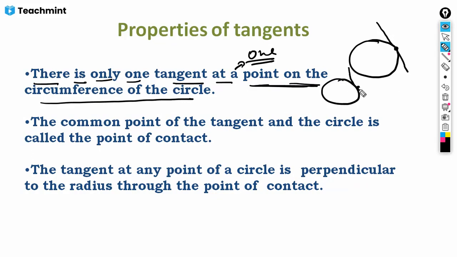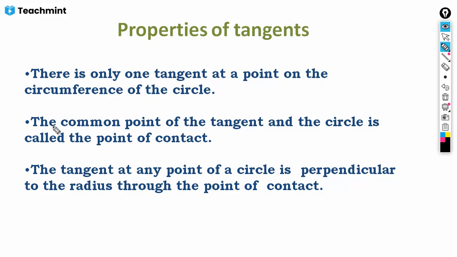It will be repeated once again. I'm going to start the next point. That is, I have already mentioned that it is nothing but indirectly how can I define the point of contact. This is what he has told in the second line, that I'm going to repeat it once again. The common point of the tangent and a circle is called point of contact.